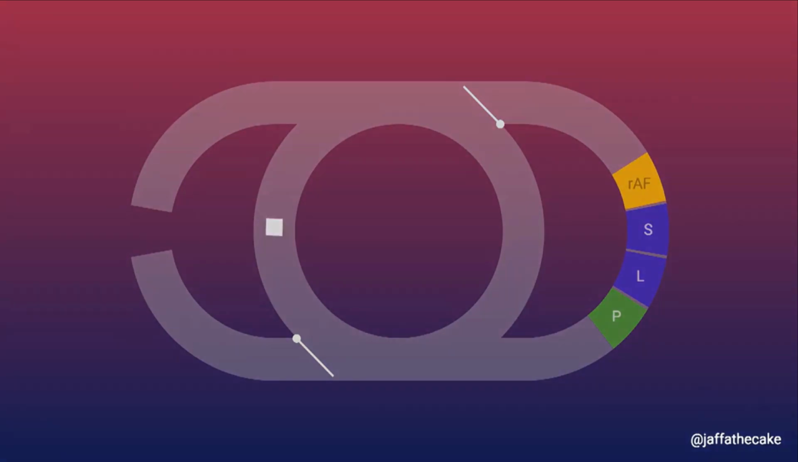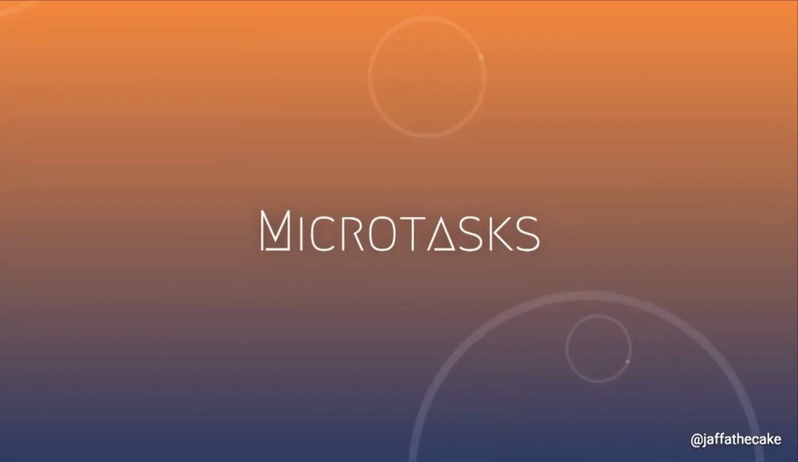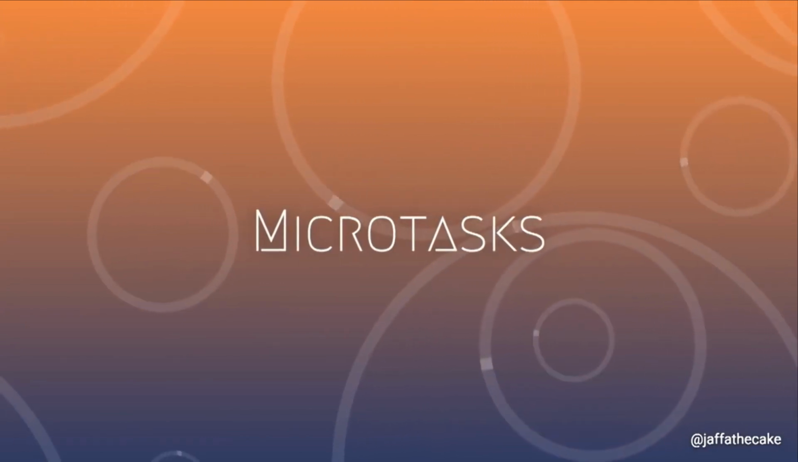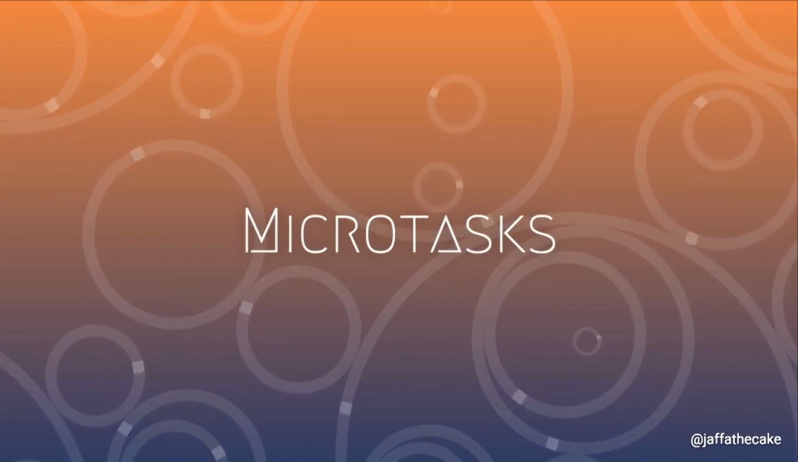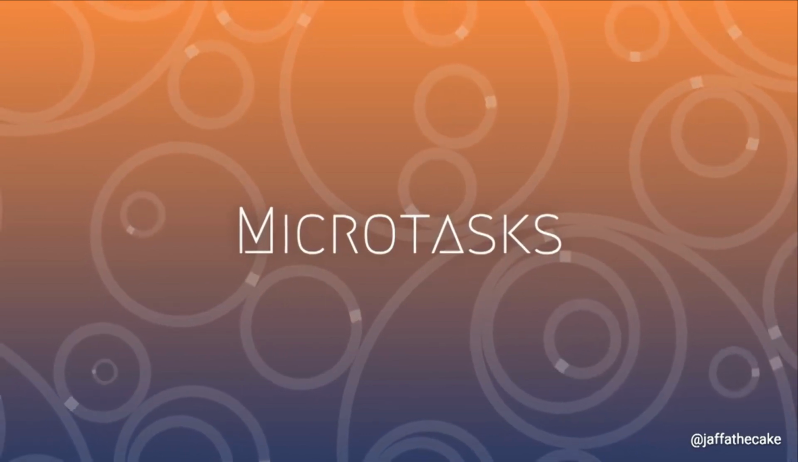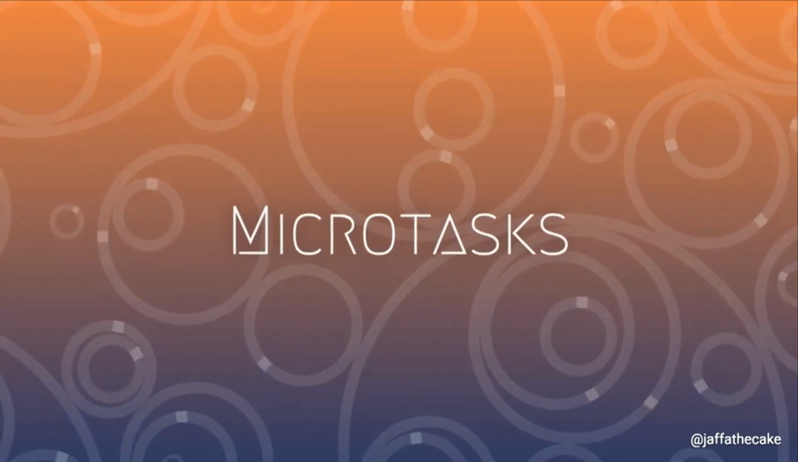OK, that's enough about requestAnimationFrame. I want to take a look at microtasks. This is probably the least understood part of the event loop, I'd say. I strongly associate microtasks with promises. But this is not where they started.